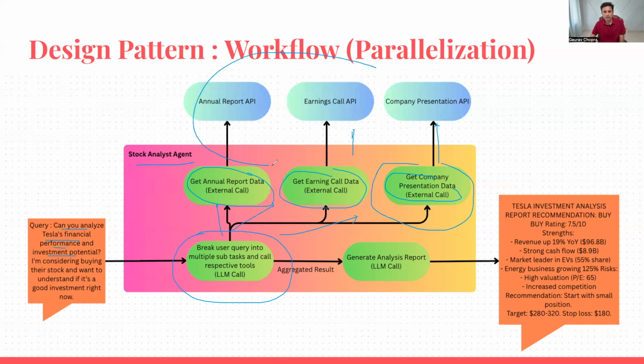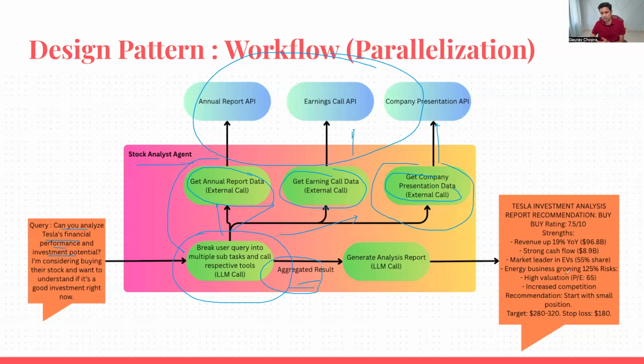We get all the data together and give it back to the LLM. Now the LLM will aggregate the data, aggregate the results. So that's the aggregation here. And then once the data is aggregated, we give it to another LLM, which is supposed to generate a report. So there's another LLM with another role in this whole stock analyst agent system, which is going to take all the data and prepare a report by making a structured output.